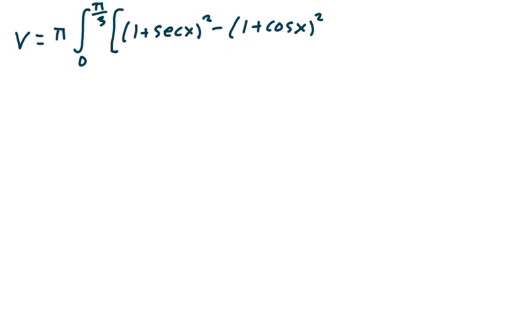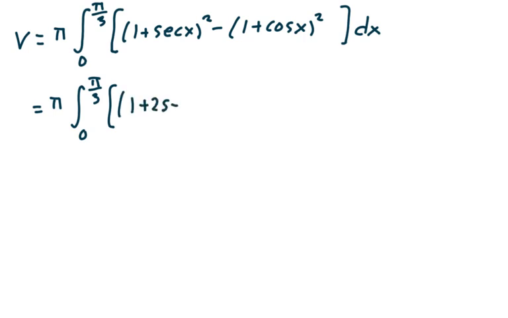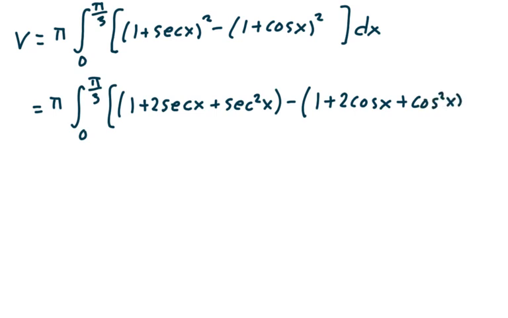The volume is pi times the integral from 0 up to pi over 3 of (1 plus secant of x) raised to the second minus (1 plus cosine of x) raised to the second dx. So this is pi times the integral from 0 to pi over 3 of 1 plus 2 secant x plus secant squared x minus, and then I get 1 plus 2 cosine x plus cosine squared x dx.